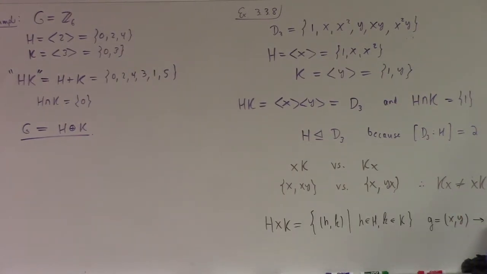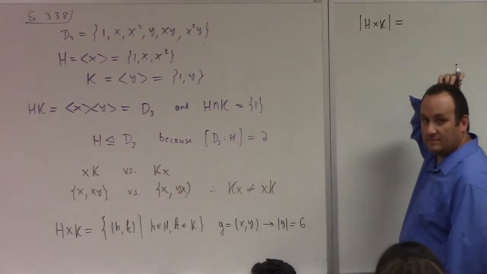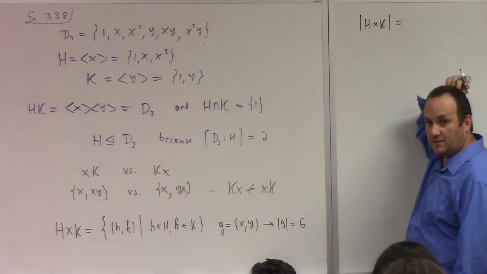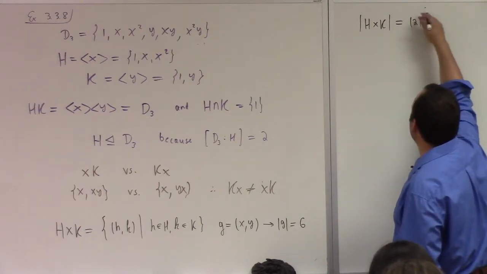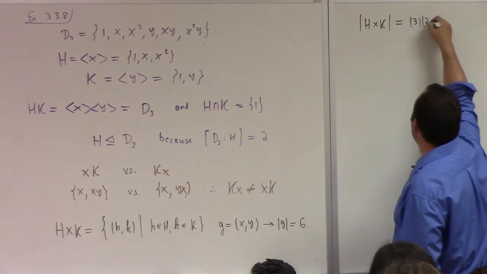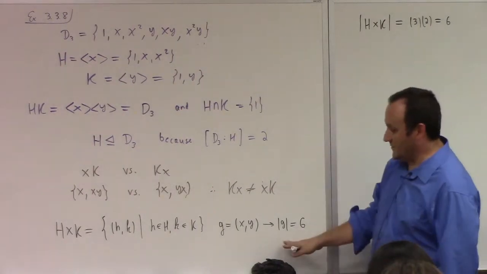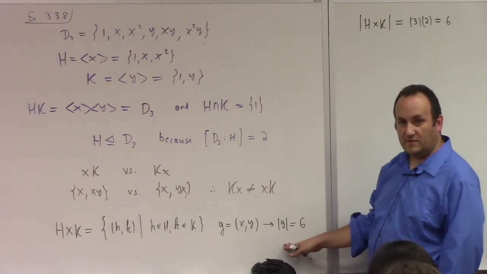This says that the order of (x, y) is 6. So it has an element of order 6. How big is H cross K? What's the order? You have the Cartesian product of two finite sets. How big is it? It's the size of one times the size of the other. 2 times 3. Well, 3 times 2 in my current notation. So that's 6. We've got a set of order 6. It's got an element of order 6. What is this set? It's a cyclic group of order 6, right?